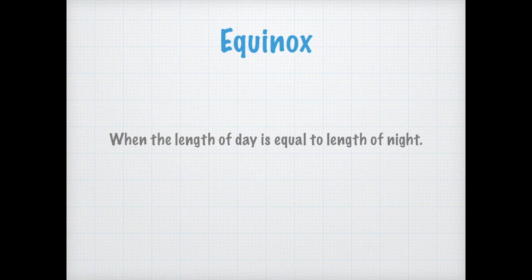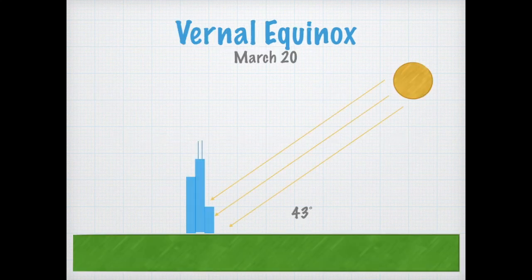Here's a picture to help you understand how the seasons change in Chicago. Here we got the Sears Tower. We just had the vernal equinox. Vernal means spring, springtime equinox. At noon on the vernal equinox, the angle of the sun relative to the earth in Chicago is 43 degrees.